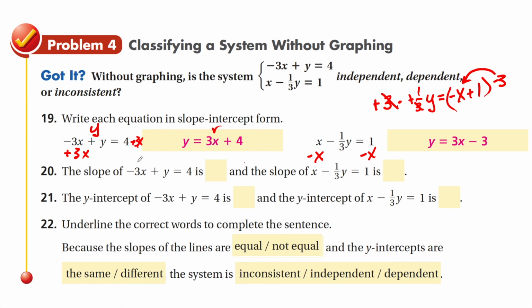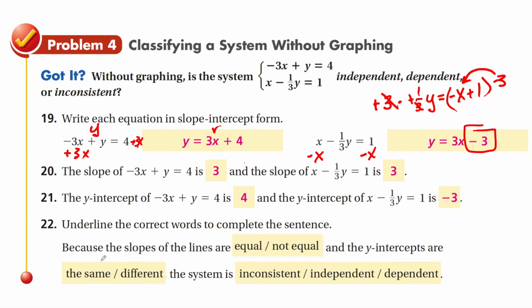So the slope of negative 3x plus y equals 4 in standard form, well, when we wrote it in slope-intercept form, we found that the slope is going to be 3. And if you write the slope of this function right here, x minus 1/3 y equals 1, if we put that into slope-intercept form, you're going to find out that, again, we get the same slope of 3. So the y-intercept of negative 3x plus y equals 4 is going to be our 4, because that's what we found it to be. And the y-intercept of x minus 1/3 y equals 1 is going to be negative 3, because it's in the b portion of y equals mx plus b. So it should be negative 3.